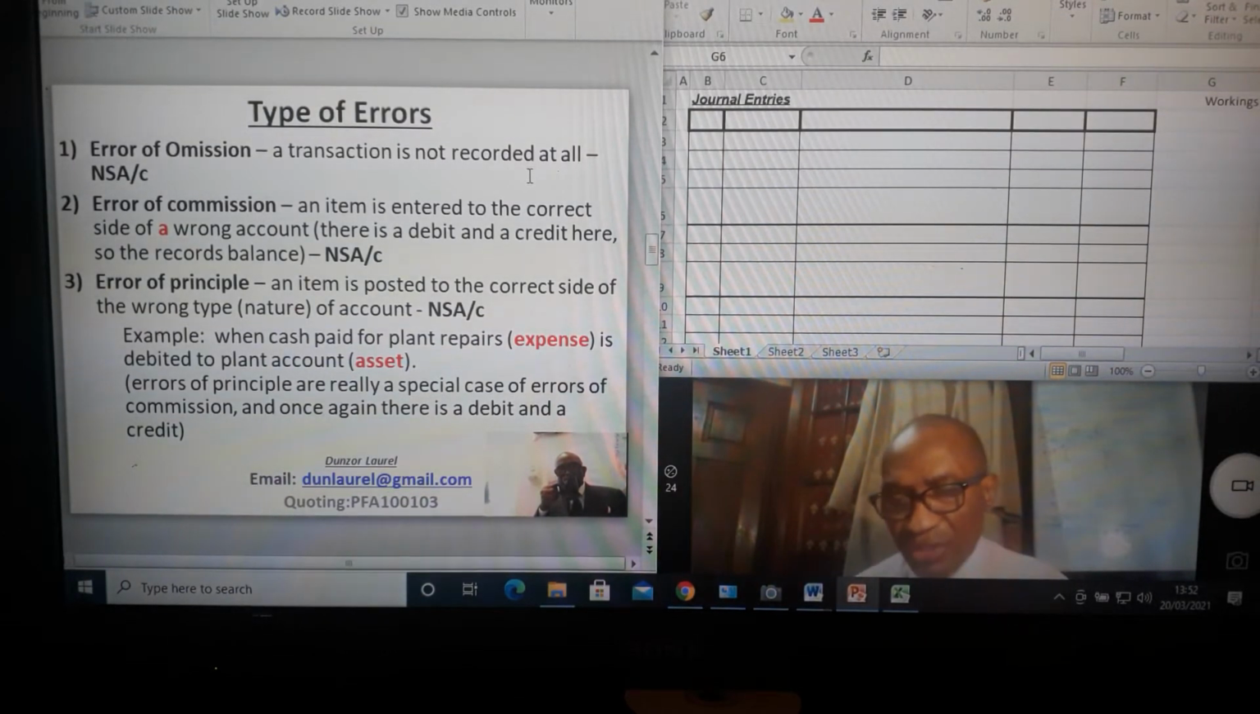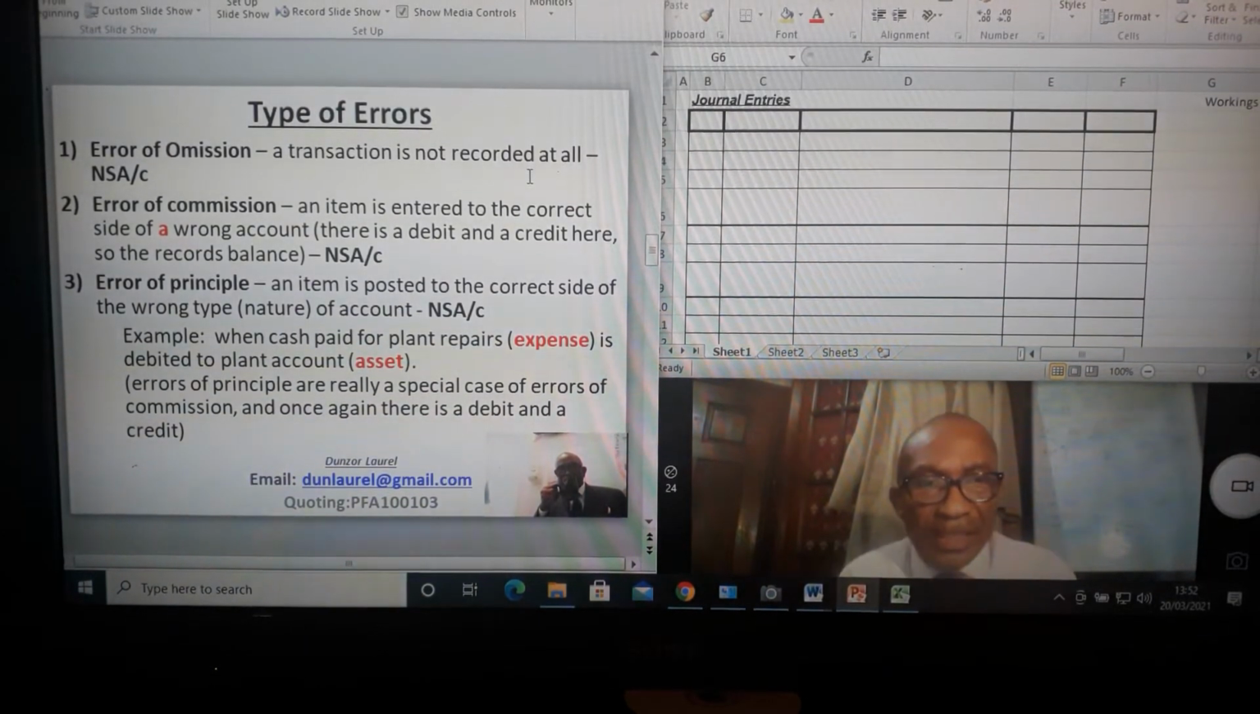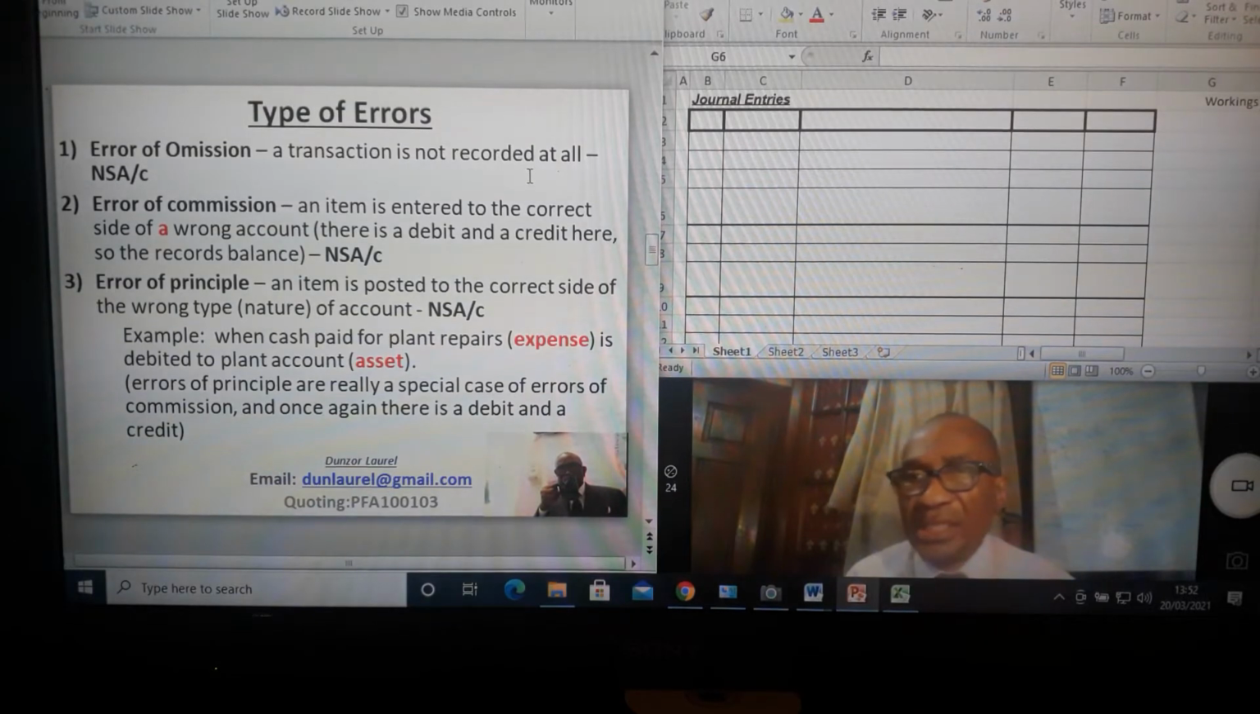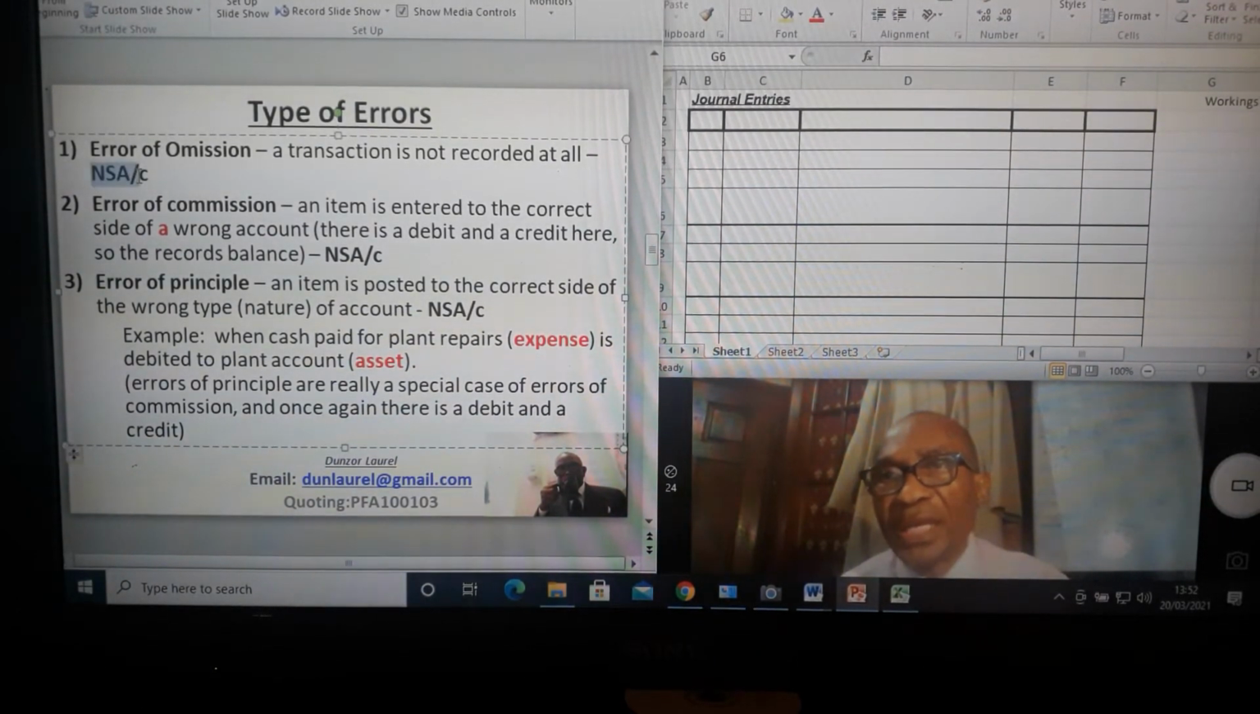You didn't pick it from the source document, and then it's not in the journal entry. So the trial balance will not detect this error. So that will not need us to open a suspect account. No suspect account.